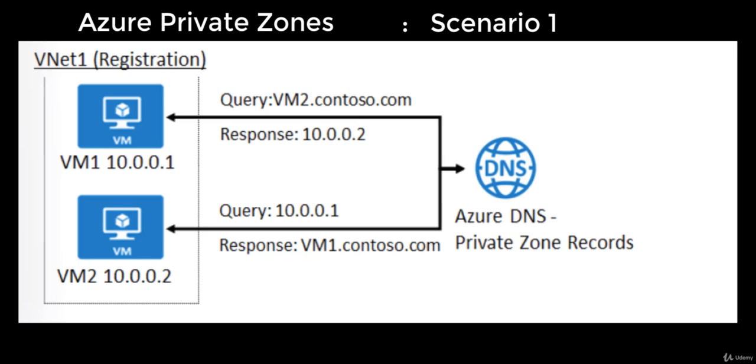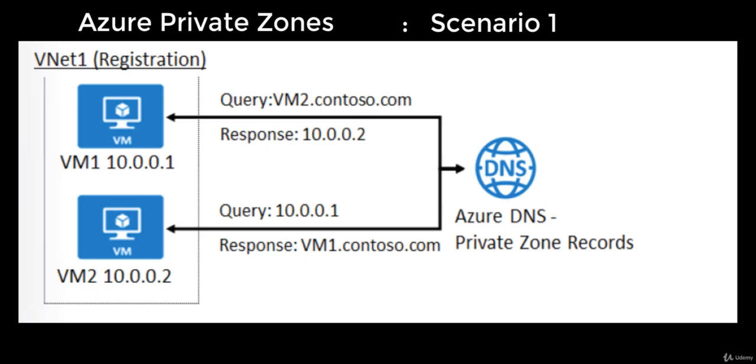Now in this scenario, the VNet 1 contains two VMs, VM1 and VM2. Each of these virtual machines have private IPs. So if you create a private zone called, let's say, contoso.com, which is what Microsoft calls a fictitious company, so you create a private zone named contoso.com and link this virtual network as a registration virtual network, Azure DNS will automatically create two A records in this zone.